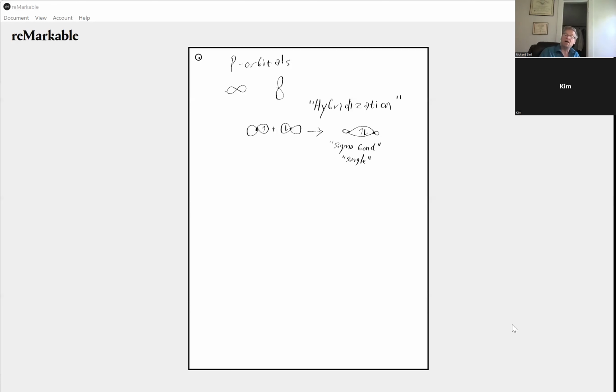Let's do a second bond now. The second bond cannot go in between the two atoms because that space is occupied. Occupado. But we still have the p orbital in this orientation.